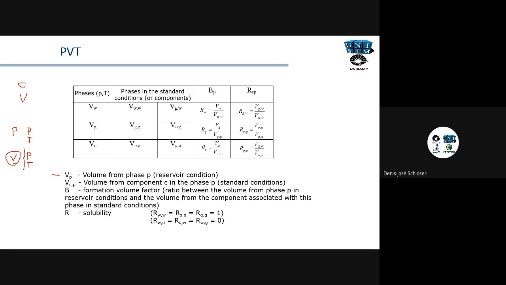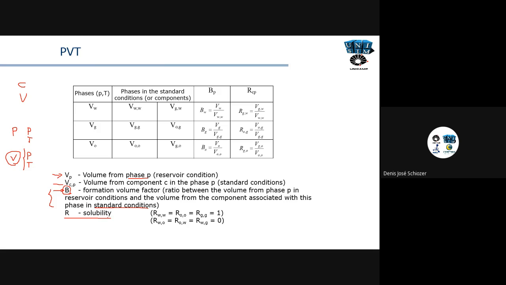Okay, taking this nomenclature, the VP here is the volume of the phase. The VCP, again, is the volume of the component that's inside the phase. B is the formation volume factor, which is the ratio between the volume of phase P in the reservoir conditions, considering the standard conditions. So that's what I was talking about. So if I want to write the equation in terms of volume, I have to convert everything to standard conditions. So I use this factor here to convert the volume from the reservoir conditions to standard conditions, okay?